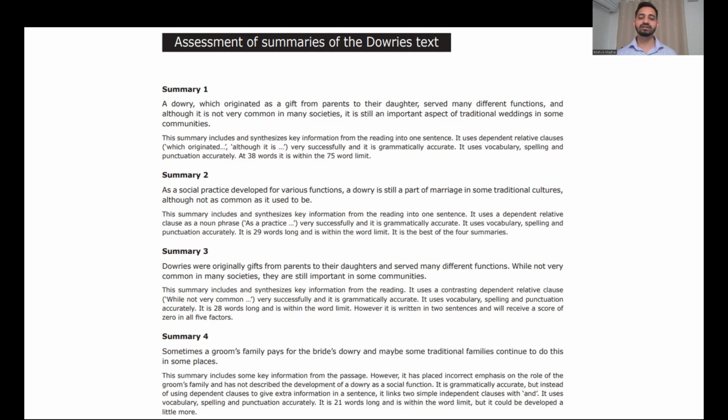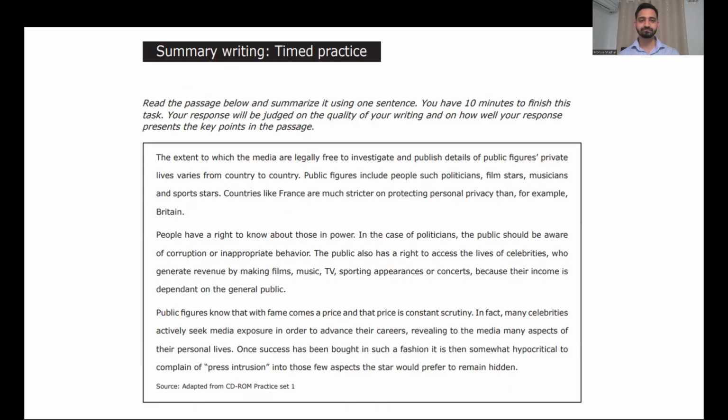So you can write a summary like that, and it's only 1 sentence, but you're not going to score very highly because you're missing the main point, you're missing the main theme of it. So it's very important that you understand what the summary is about, and you start with that.